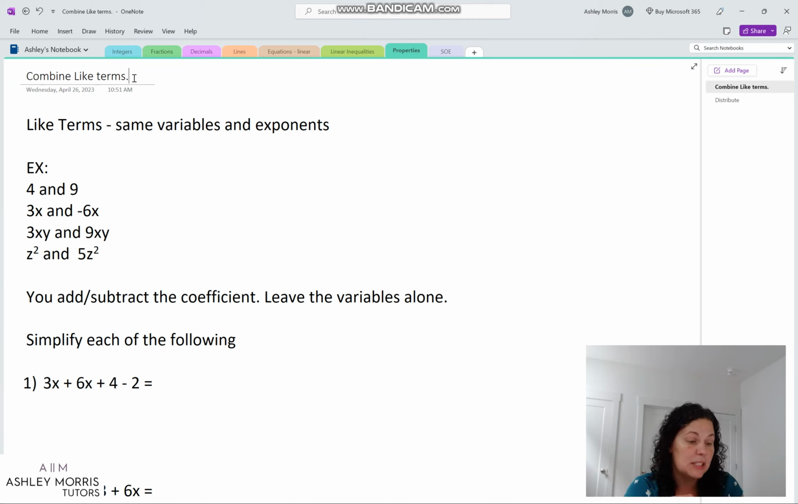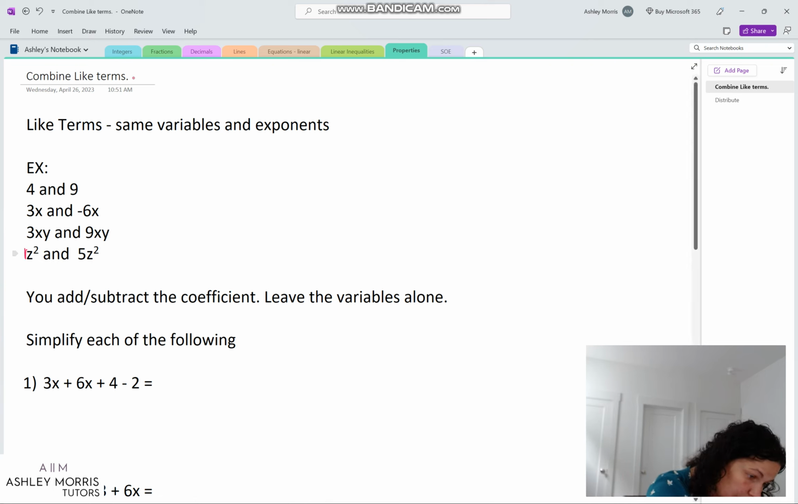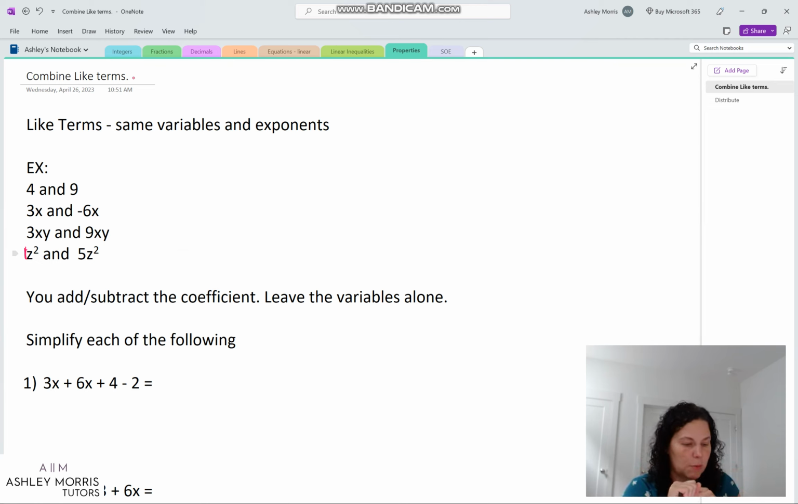3x and negative 6x, those are like terms because they both have just an x. Again, the number's not what makes them like terms, it's the variables. 3xy and 9xy, they both have an x, they both have a y. We're good, those are like terms. Z squared and 5z squared, same thing. The number out front might be different. This one has an invisible 1 that you can write in there if you need, and the other one has a 5. Totally fine. The z squared is what we're looking at, same variable and exponent.